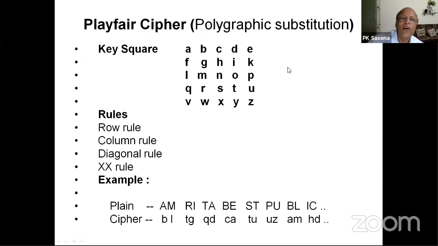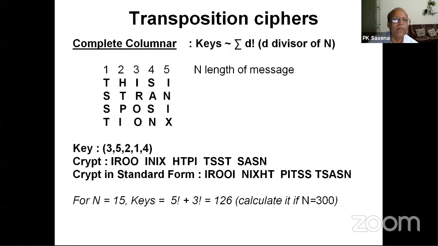The other form of use of this permutation is known as the column transposition kind of thing. Playfair I can skip. Here the total message is written in terms of a matrix, like I have written here. This is transposition.